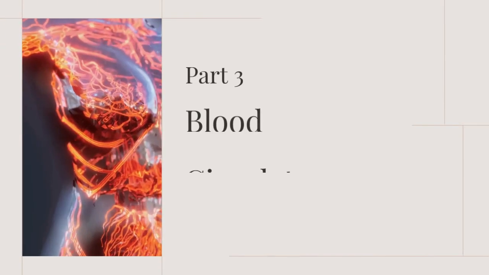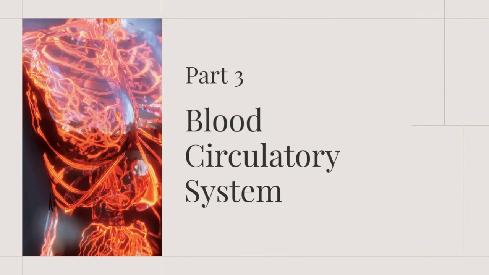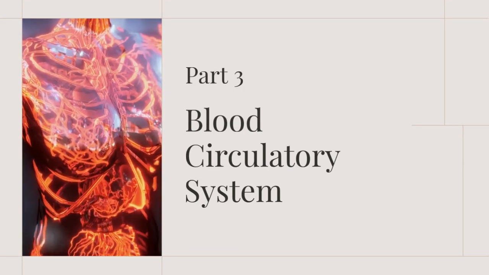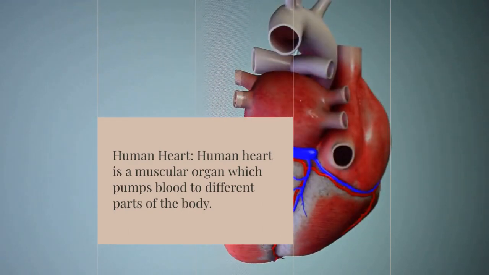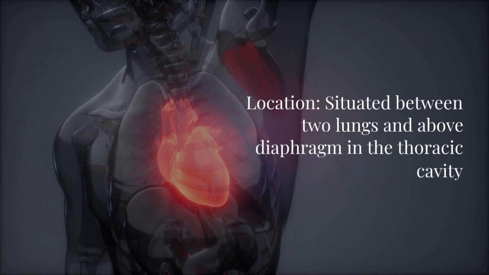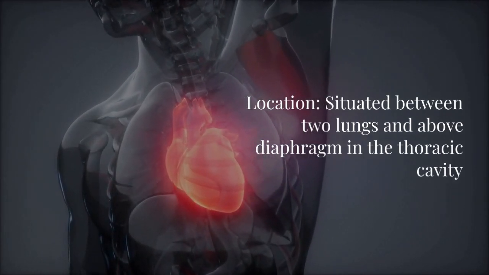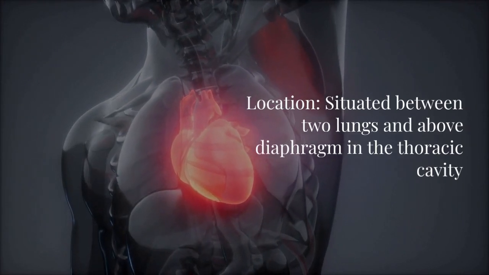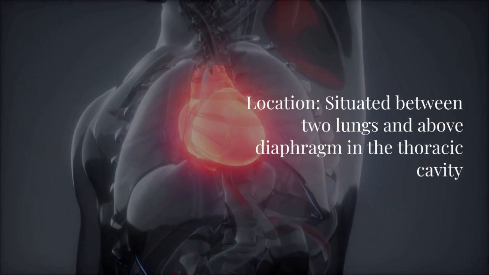In our previous video, we discussed blood vessels. Now, in this video, we are focusing on the human heart. The human heart is a muscular organ which pumps blood to different parts of the body. If you talk about the location of the human heart, it is situated between the two lungs and above the diaphragm in the thoracic cavity. Thoracic cavity is also known as chest cavity.